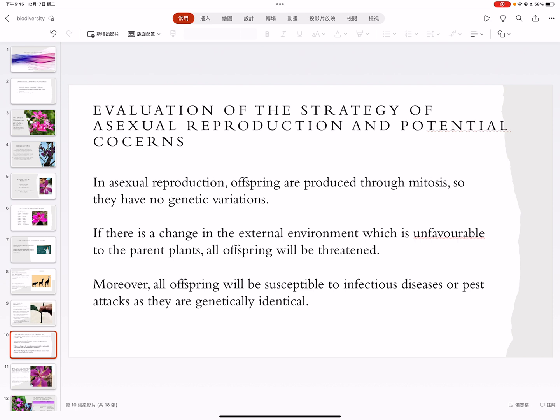If there is a change in the external environment which is unfavorable to the parent plants, like an increase in temperature or a decrease in moisture, all offspring will be affected. Moreover, all offspring will be susceptible to infectious disease or pest attack, as they are genetically identical, so they share the same immune system and will have the same immune response.